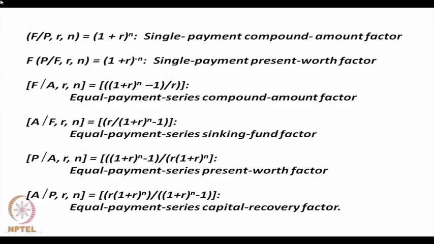And lastly, suppose that we are given P and we are required to find out what is the equivalent series of payments. Just the opposite, this is to find out A given P, r, n. This is called a capital recovery factor. Equal payment series, capital recovery factor.